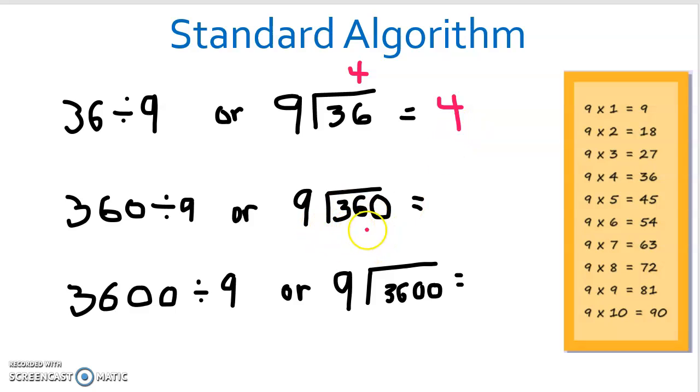Now we come down to 360 divided by 9. I still see my 36 here, which means 9 could go into 36 4 times. And then just like what we did with basic facts for multiplication, I just had to put that 0 up there. So 360 divided by 9 is equal to 40. At the bottom, I have 3,600. I see my 36 again. So I know that 36 divided by 9 is 4. And then all I have to do is add those two zeros. So 3,600 divided by 9 is equal to 400.